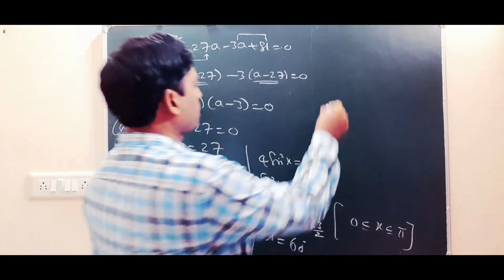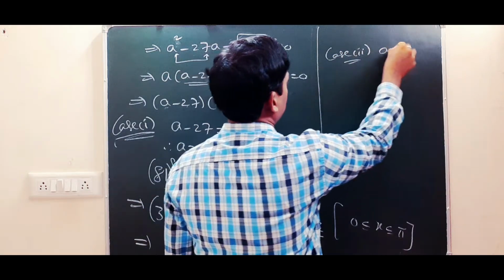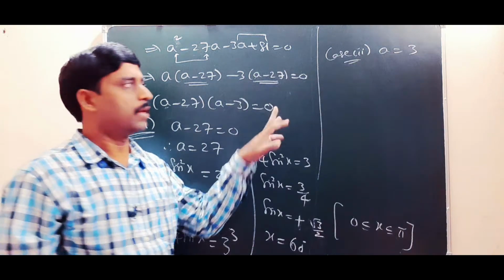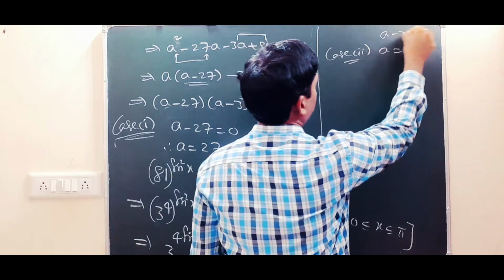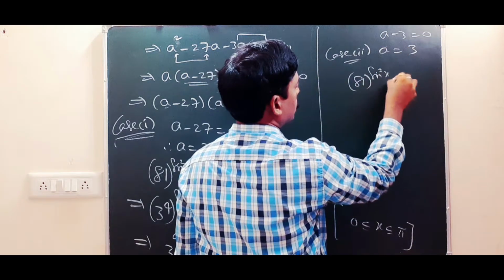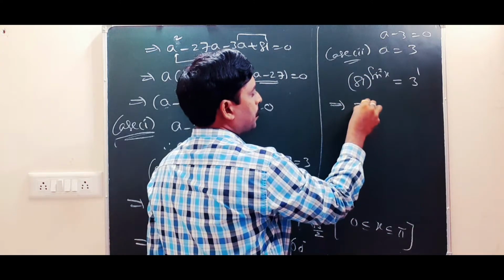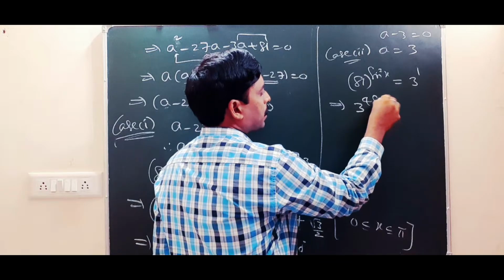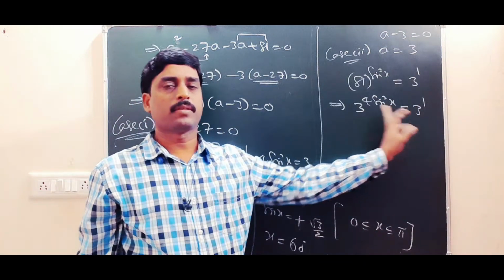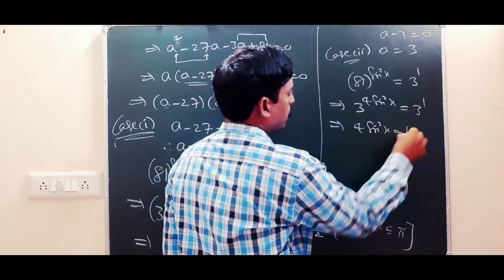Now let us explain case 2. a minus 3 equal to 0, therefore a is equal to 3. So in place of a we write 81 power sin square x is equal to 3, that is 3 to the power 1. 81 can be written as 3 to the power 4. So 3 to the power 4 sin square x is equal to 3 to the power 1. If bases are equal, powers are equal. It is going to be 4 sin square x is equal to 1.